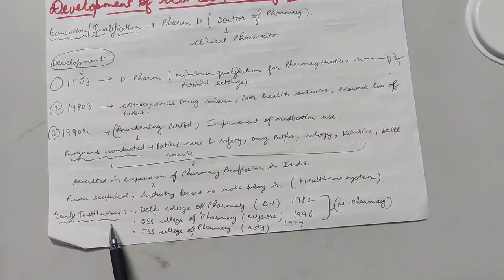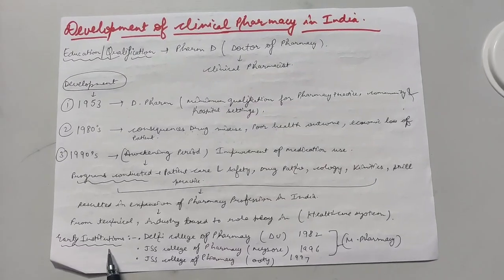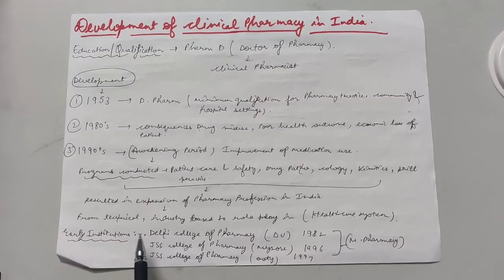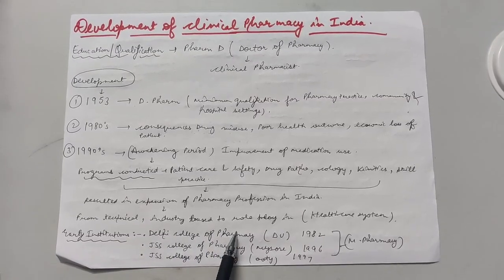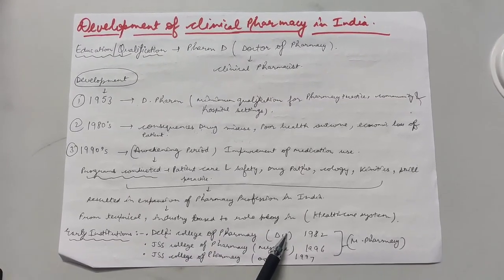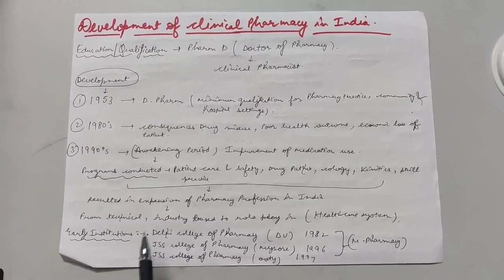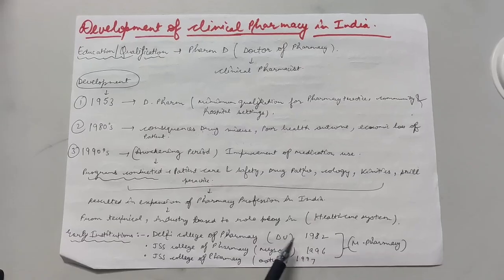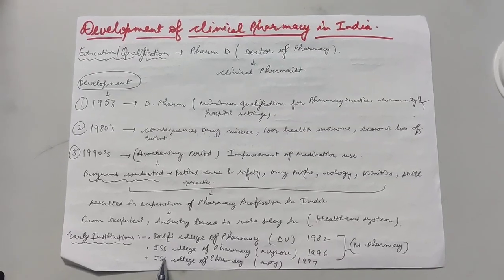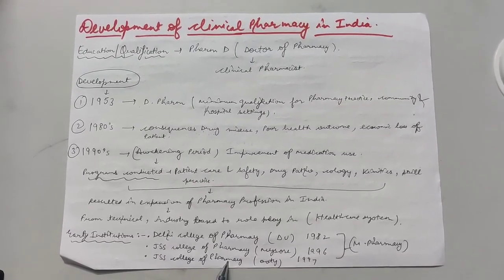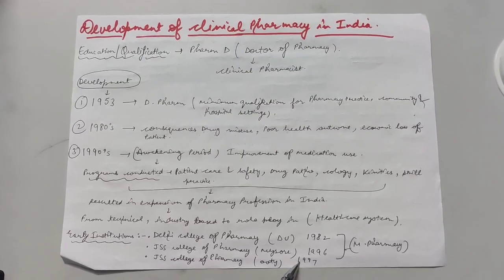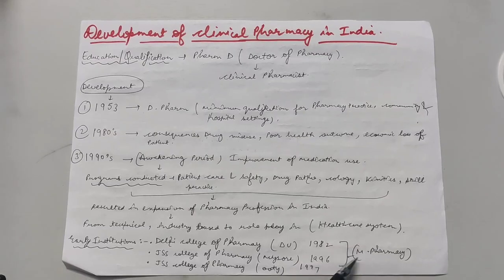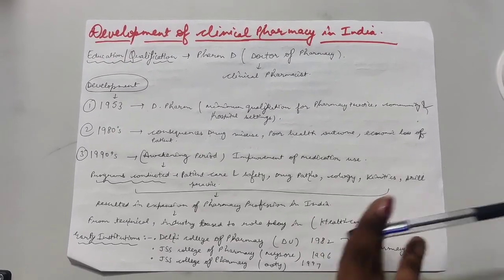Early institutions for clinical pharmacy when started. Number 1 was Delhi College of Pharmacy, Delhi University, in 1892. Second is JSS College of Pharmacy, Mysore, 1996. Third is JSS College of Pharmacy in Ooty, 1997. These all started with the D.Pharm pharmacy practice.